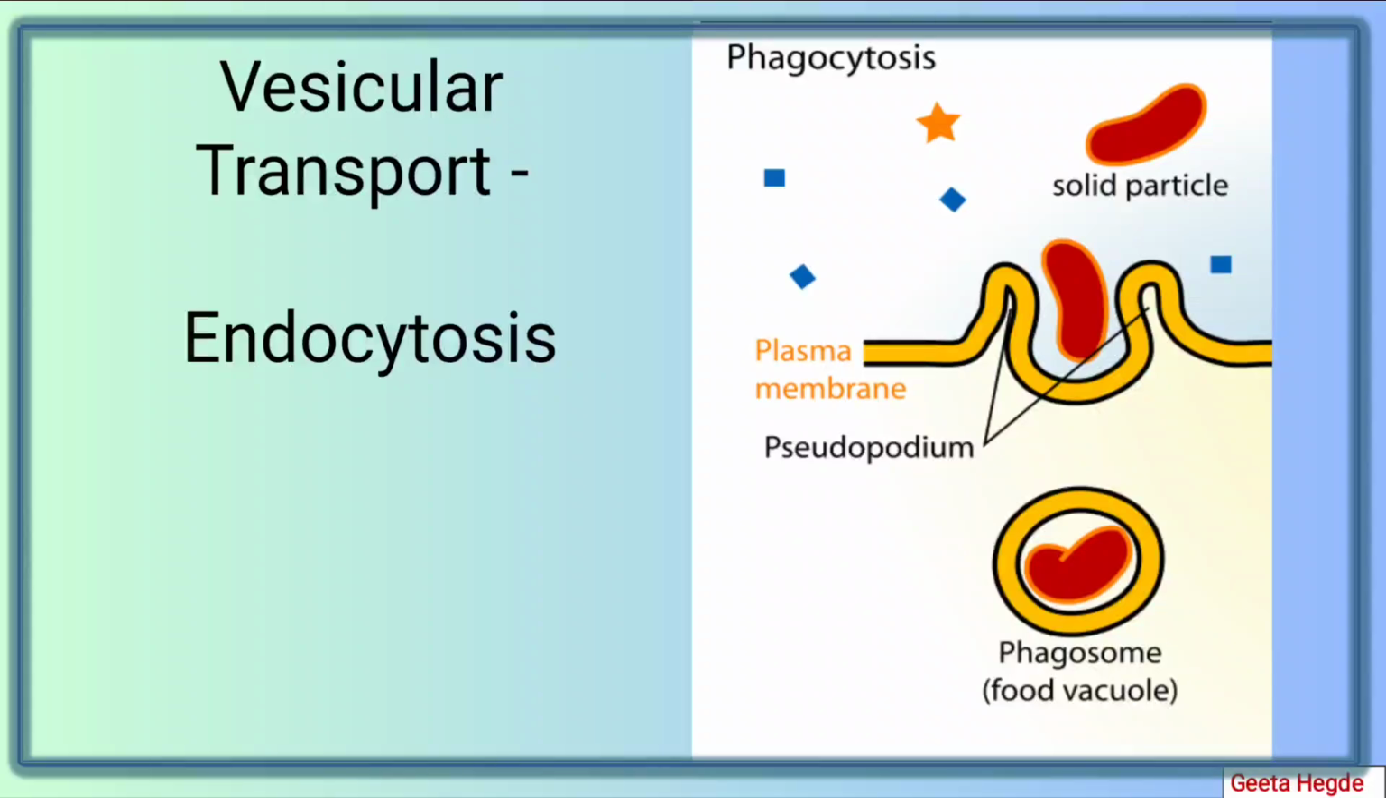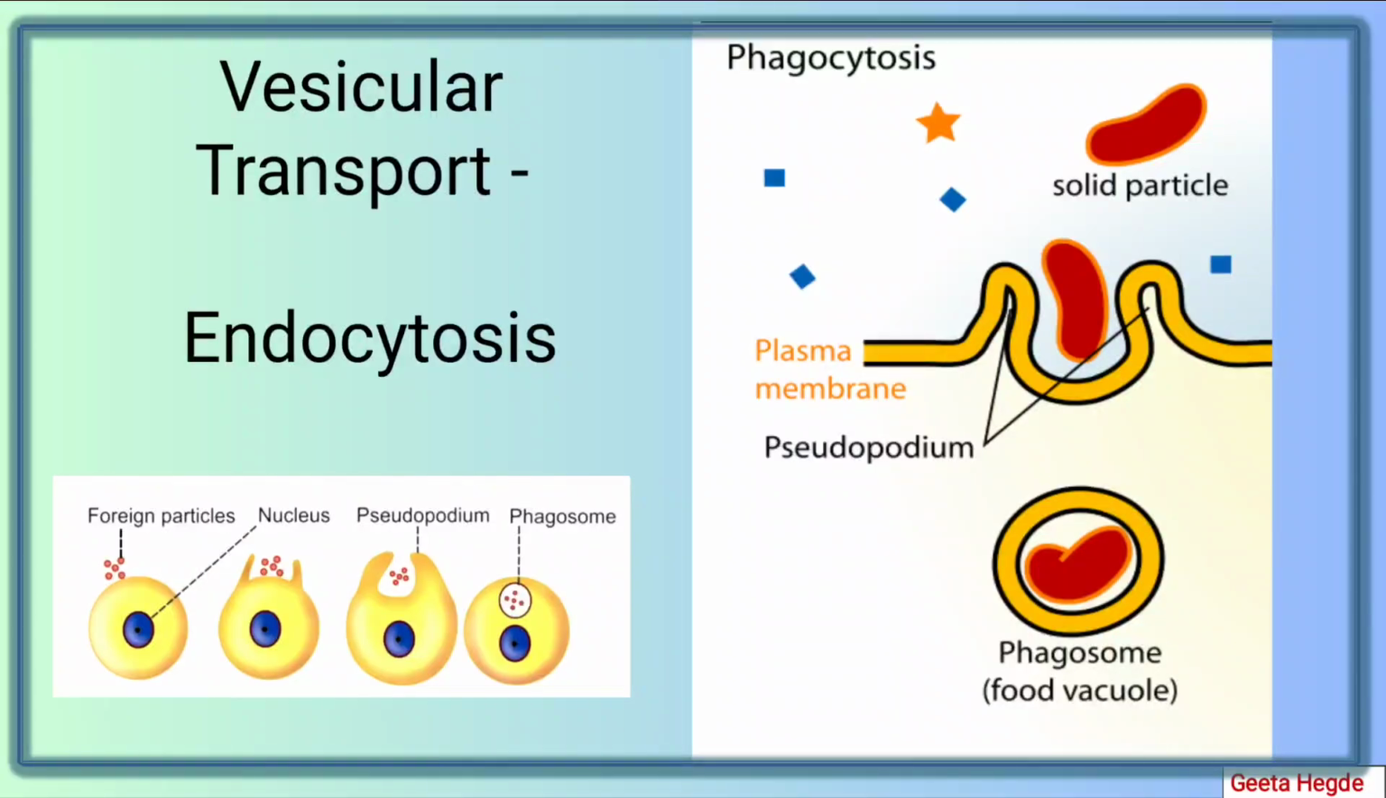So where is this phagocytosis used? Phagocytosis is an example of active transport, endocytosis, which is used by phagocytic cells. Immune cells like macrophages and neutrophils engulf pathogens or debris.